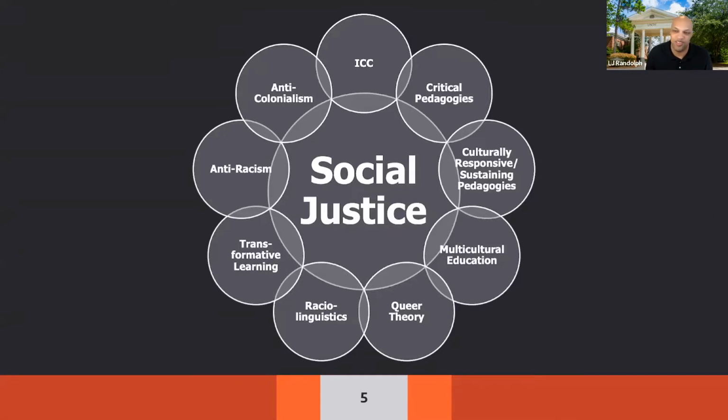But just in case people don't know, ICC there just didn't have space to write out loud. That's intercultural communicative competence, Michael Byram, if you want to read more about that. And then you can see there all the other elements, and this is a non-inclusive list, by the way, that relate to justice-oriented pedagogies.